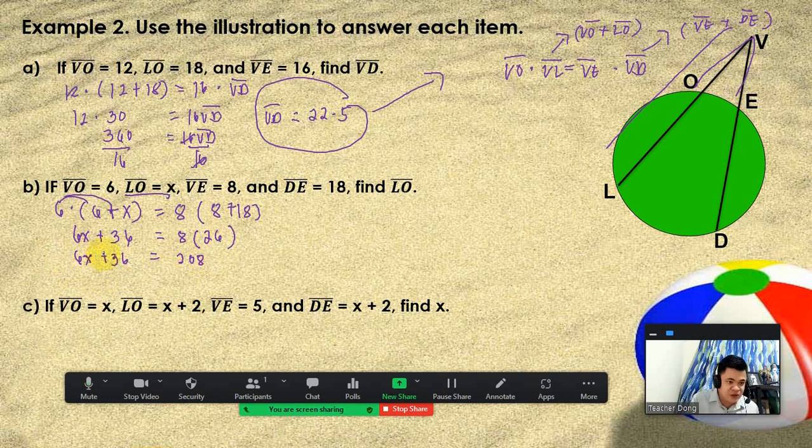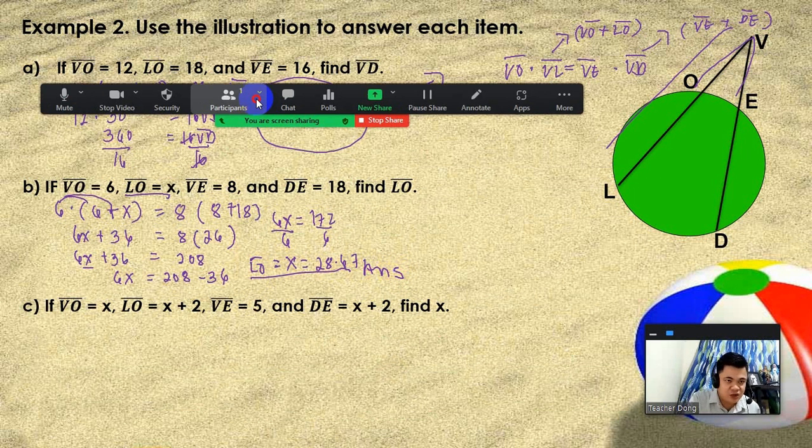Then the next thing is you have to isolate 6x by removing 36 here using the addition property of equality. So 208, and then the opposite of 36 is negative 36. So just subtract them. 6x is equal to 208 minus 36 is 172. So to get the final answer, divide both sides by 6. So therefore, x is equal to 172 divided by 6 is simply 28.67, and x is what we call the value of segment LO. So this will serve as your final answer. So the measurement or the length of segment LO is equal to 28.67 units.